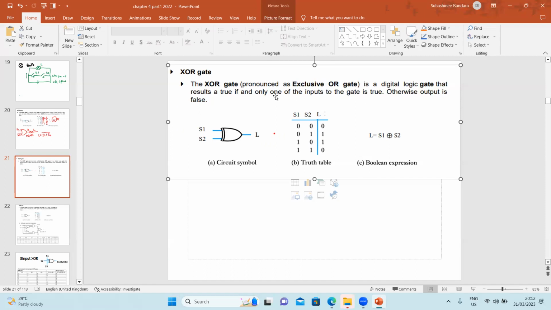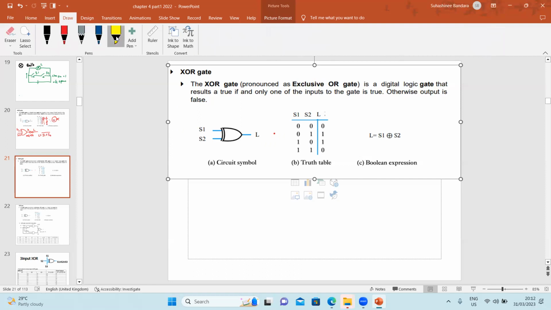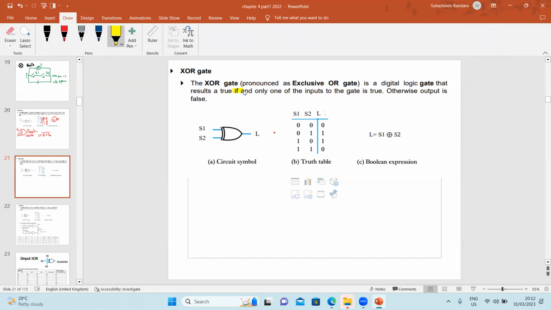That means if and only one input gate should be true. One should be true. That is very important. If and only one input is true, only one should be true. That means if there are two truths, no. If there are two falses also, no.